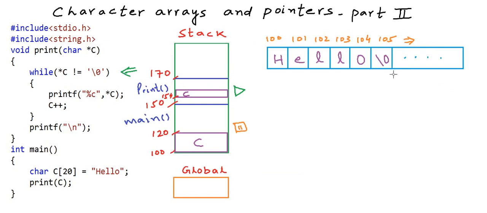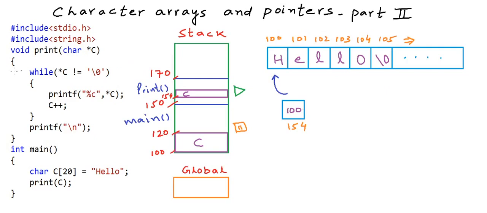The sixth character is a null character, and the first 5 characters are the characters of the word hello. Now we have this other guy, which is c of print, a character pointer at address 154 that stores address 100, so it points to the first element of the array.